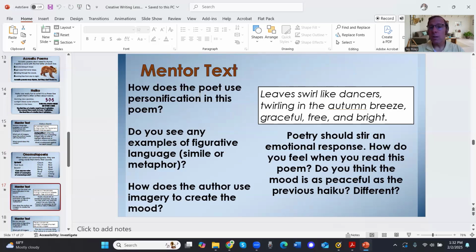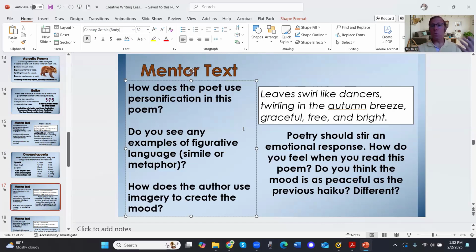Leaves swirl like dancers, whirling in the autumn breeze. Graceful, free, and bright. So here, the author is comparing these leaves to dancers. So that's a simile. He uses the word like to compare the leaves to dancers. But he's also talking about the leaves twirling around.